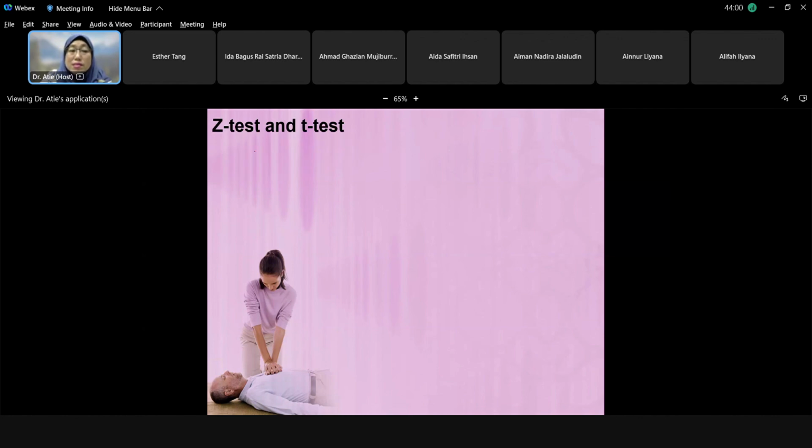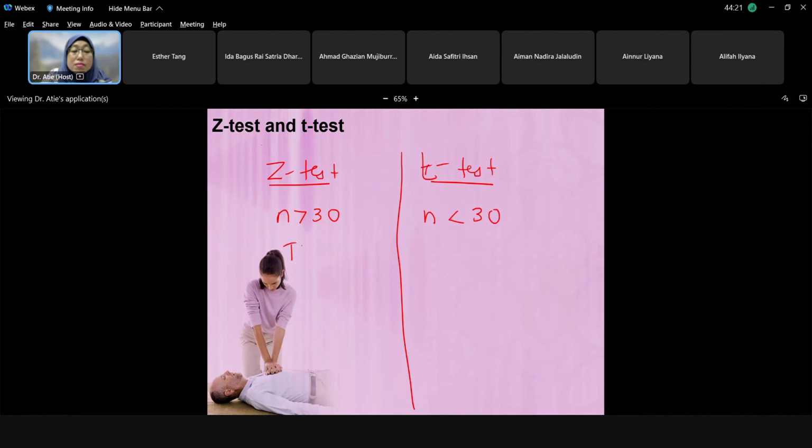The z test, as we know, and then we have the t test. This one is for n greater than 30, this one for n less than 30. We use the table on page 208, and then the table on page 209. I will continue this on Sunday.